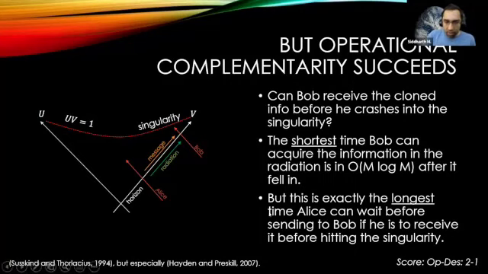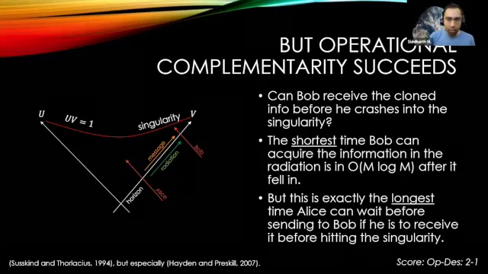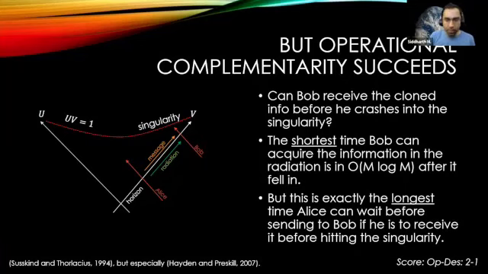But as it turns out, in this remarkable result by Hayden and Preskill, building on work by Susskind and Thorlacius, it's not possible for Bob to do this before he crashes into the singularity. As it turns out, the shortest time before which Bob can acquire the information in the radiation is order m log m. So Hayden and Preskill argued that after a page time, the black hole becomes what they call an information mirror. That is, any information that falls into the black hole comes back in the radiation very quickly.